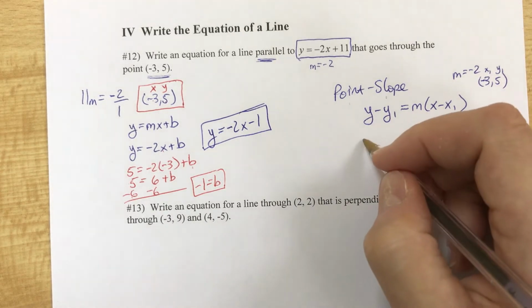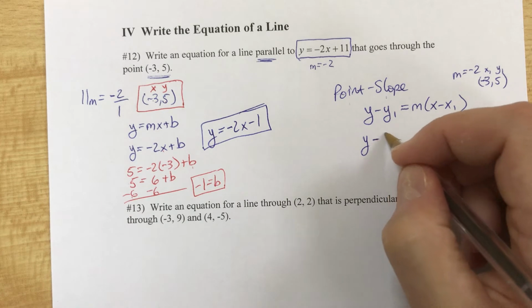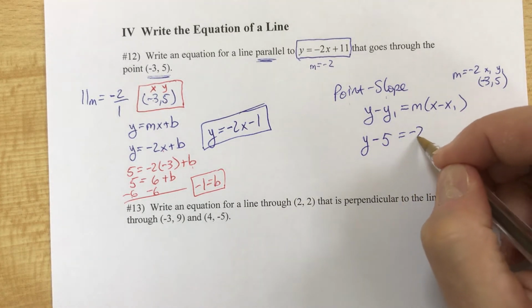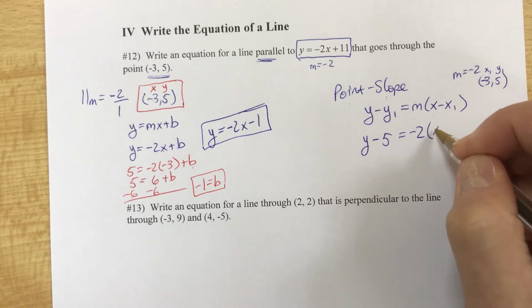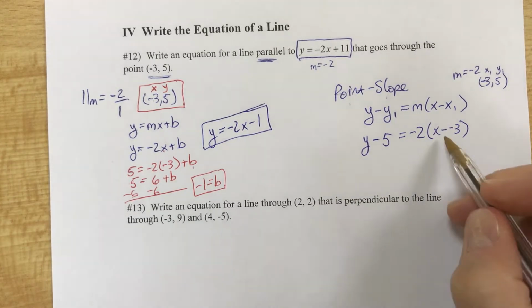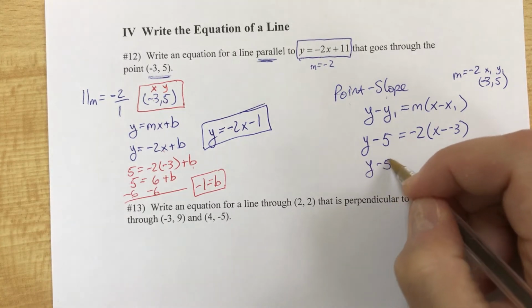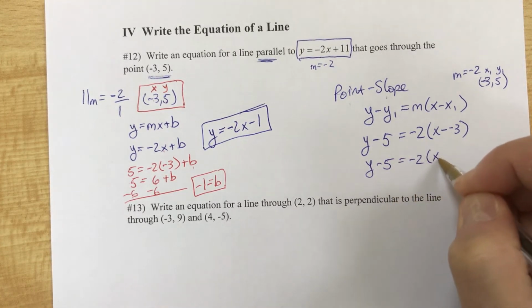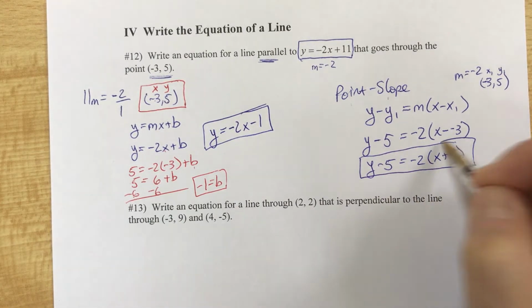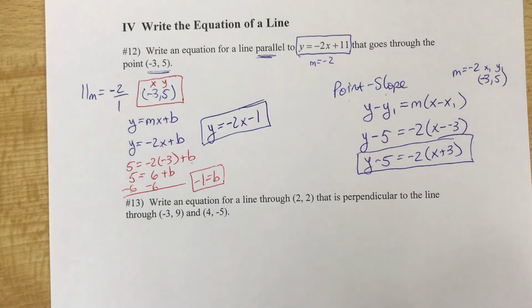And so I can just do y minus y sub 1, which was 5, equals slope m times x minus x sub 1, which was negative 3. I can simplify and say y minus 5 equals negative 2 times x plus 3. And that's actually a good answer. You could leave it that way.